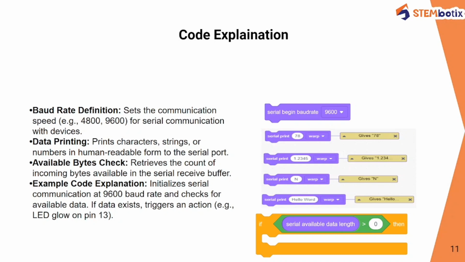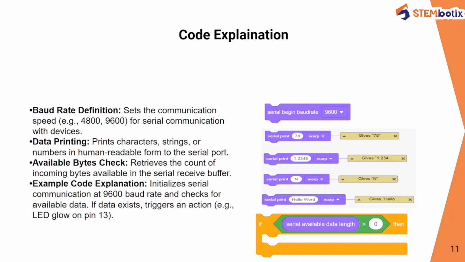Let's see data printing. It will print characters, strings, or numbers in a human readable form to a serial port. Here you can see Serial print 78, Serial print 1.2345, Serial print N, which is a character, and Serial print hello world, which is a sentence. So we can use this kind of data by using the Serial print function in our serial monitor.